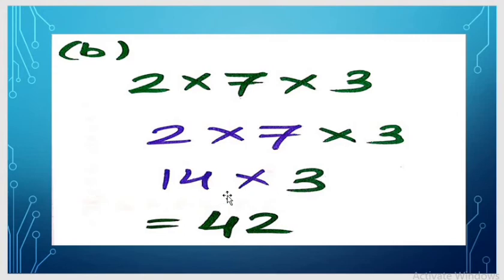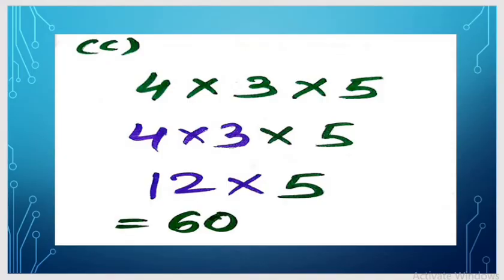So first of all 2 7s are 14, then multiply by 3 as it is. So 14 3s are how many? 42. 14 3s are 42. Got my point, all students? Now let's move on to question number C.